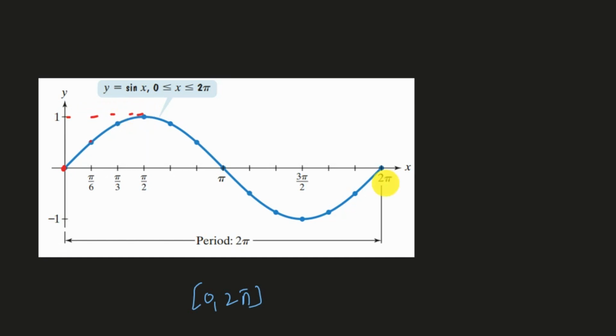You can see here, right? And so on. Now after 2 pi, this curve is going to repeat. Again it will move like this, and again it will move like this. So this is the sine curve.